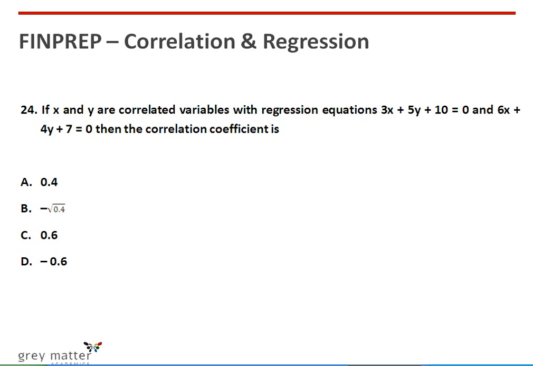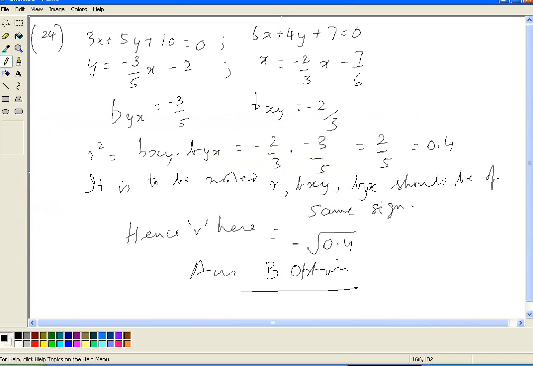correlated variables with regression equations 3x plus 5y plus 10 equal to 0 and 6x plus 4y plus 7 equal to 0, then the correlation coefficient is worked out as follows. Having written that, the point to be noted is that the regression coefficients of y on x and x on y should be chosen in such a way between the equations that the product of these two should not become greater than 1.